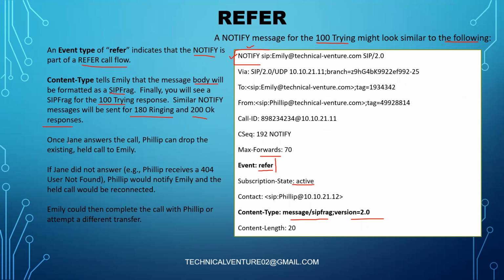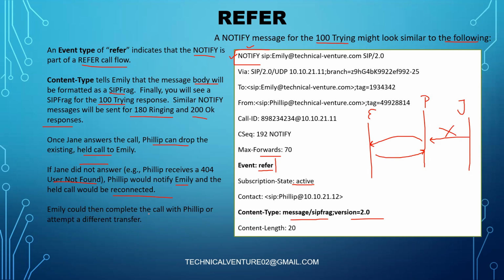Correct? And once Jane answers the call, Philip can drop the existing held call to Emily. If Jane did not answer, for example, Philip receives a 404 User Not Found from the other party. Philip will notify Emily and the held call would be reconnected, like this one: Jane, Philip, and Emily, right? So this is Jane, this is Philip, and this is Emily. So if Jane doesn't answer, then the call between Philip and Emily, which was on hold, will get resumed, right? This held call will be reconnected.